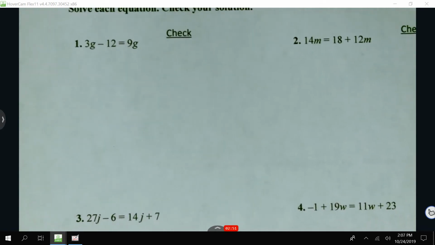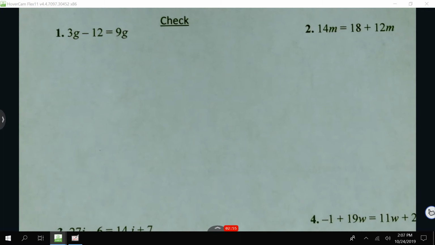So look at example number 1, 3G minus 12 equals 9G. So in this case, are all my pouches on one side and my numbers on one side? No. I've got pouches or variables on both sides. Okay. So how do you think I can get all of my variables on the same side?